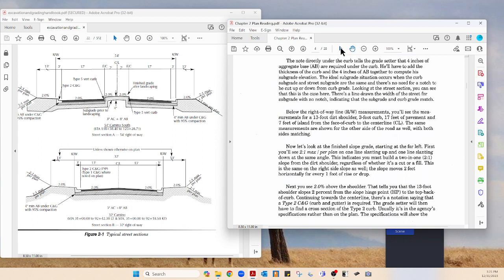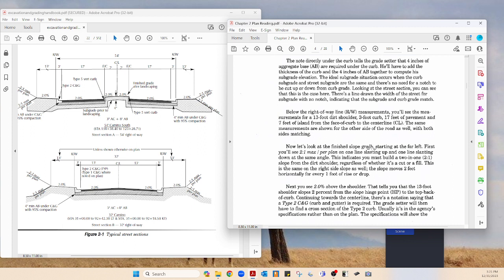Okay, that's okay. The finished slope grade, starting at the far left, first you'll see a 2-to-1 max. Now we've kind of talked about this. A 2-to-1 max per plan on one line slanting up and on one line slanting down. Now we're talking about not the shoulder, are we? Yes. Okay, he's talking about the shoulder, 3-foot curve, 17 feet pavement. We went through all that.